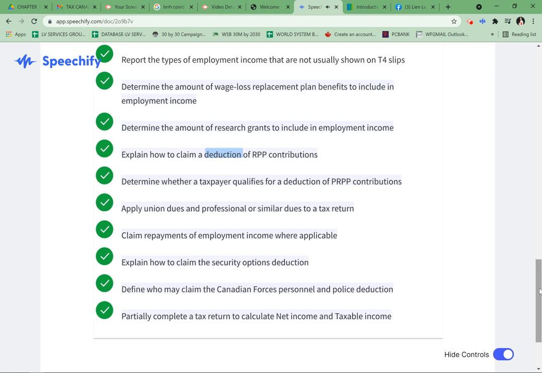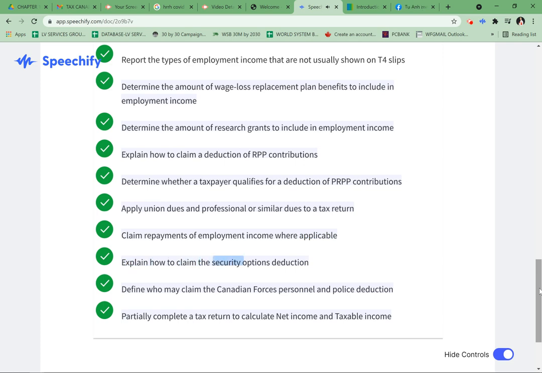Explain how to claim a deduction of RPP contributions. Determine whether a taxpayer qualifies for a deduction of PRPP contributions. Apply union dues and professional or similar dues to a tax return. Claim repayments of employment income where applicable.